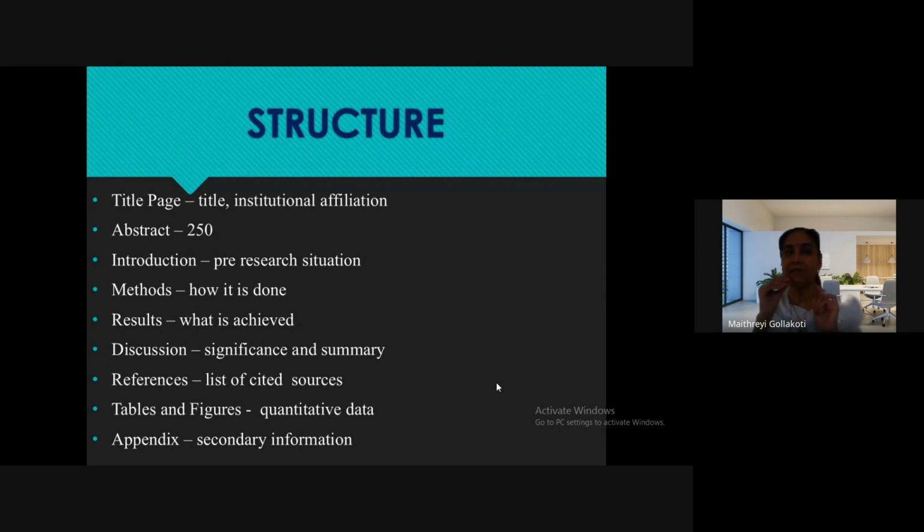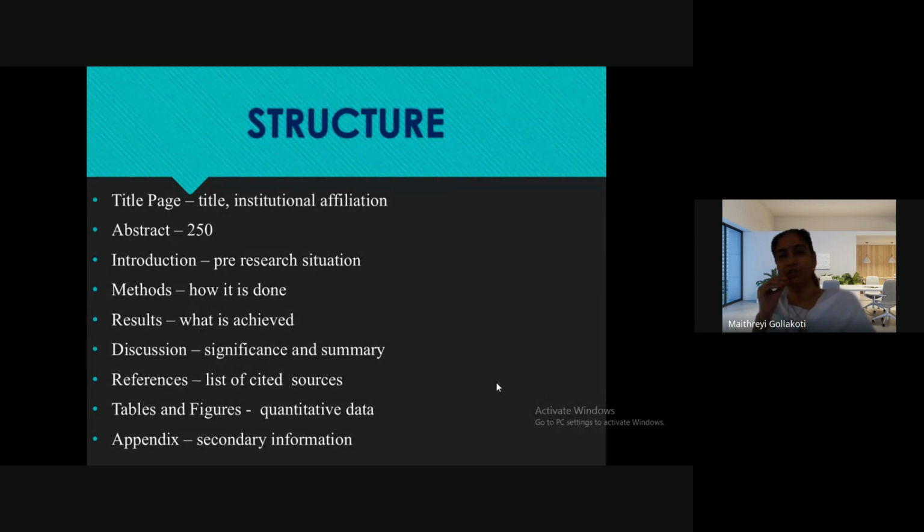After that, you will have to write an abstract. An abstract is nothing but a tiny piece of introduction about your topic: how your topic is going to be, and what aspects you are going to deal with. These things you will put in the abstract. An abstract usually contains 250 words.